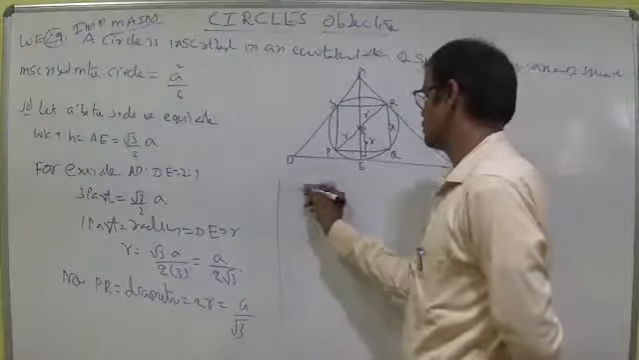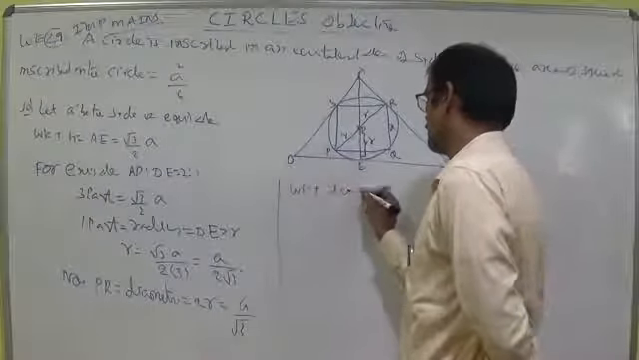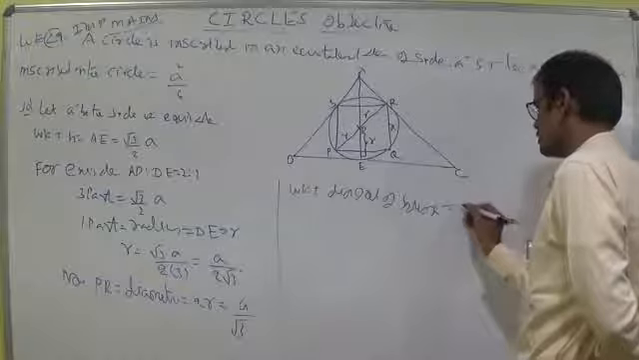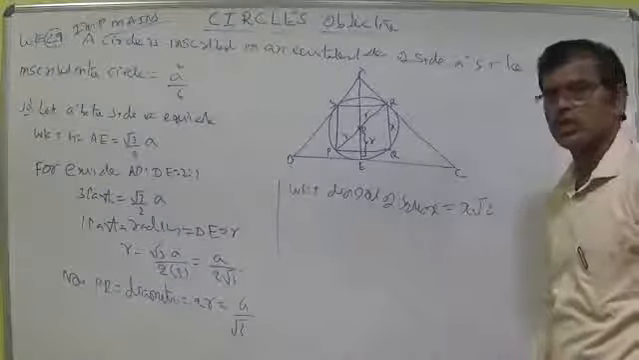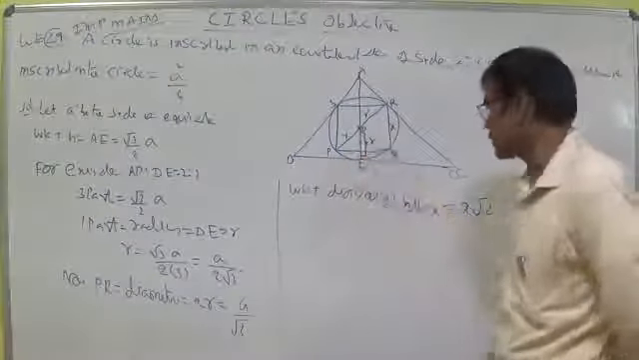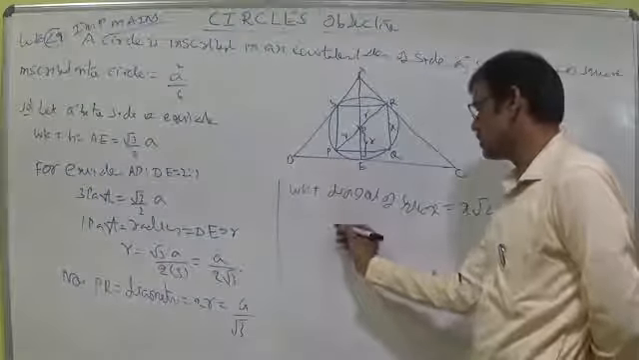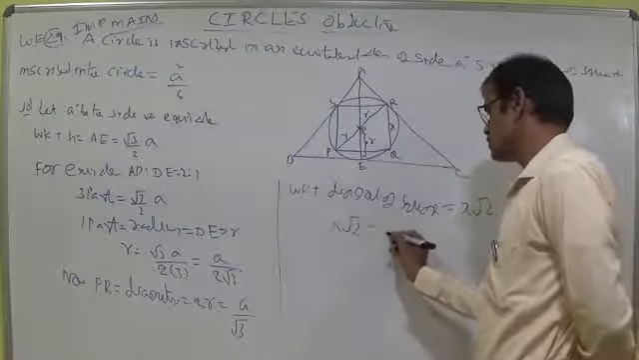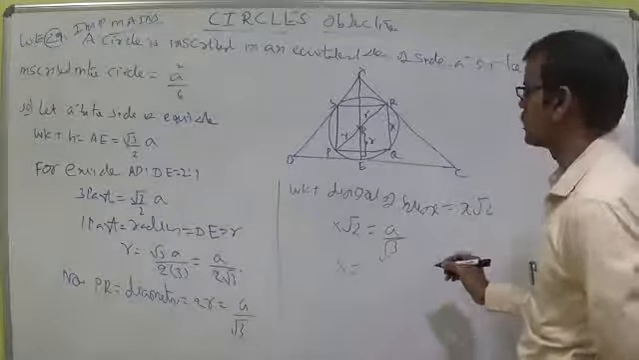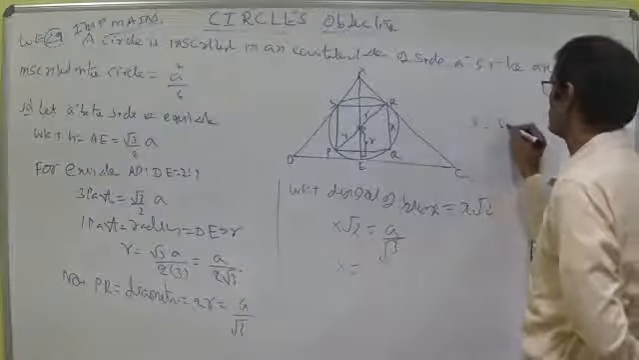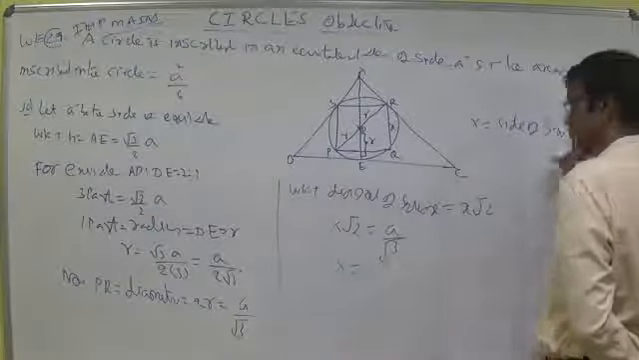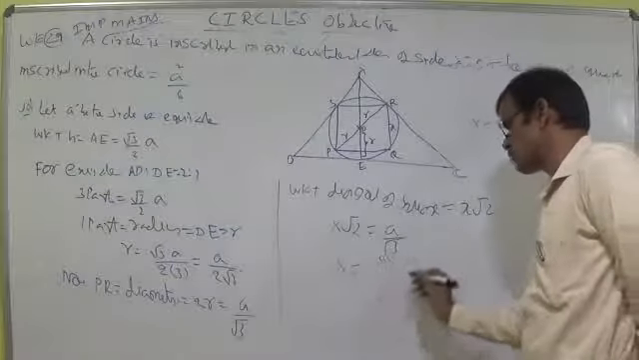Now we know that the diagonal of a square is equal to x into root 2, side into root 2, because x square plus x square is root 2 x square. So you can write here x into root 2 is equal to a by root 3. Here x is the side of the square. If you have any doubt, simply write like this: x is equal to the side of the square. So x is equal to a by root 6.